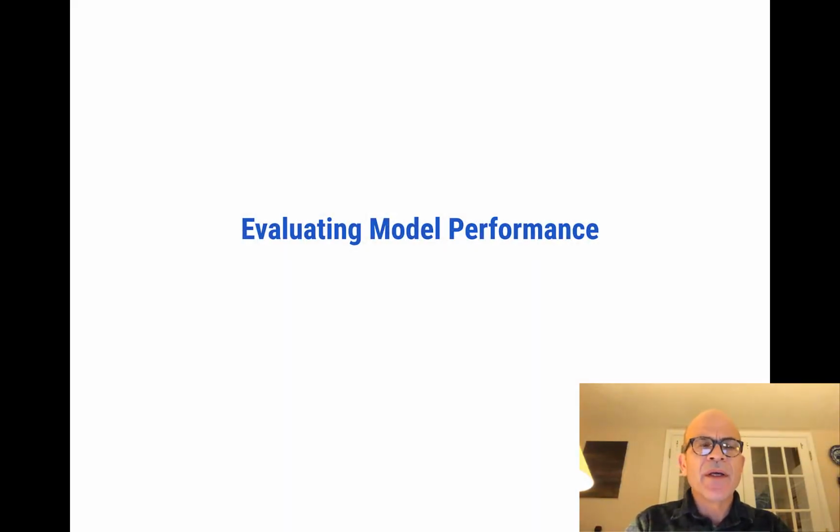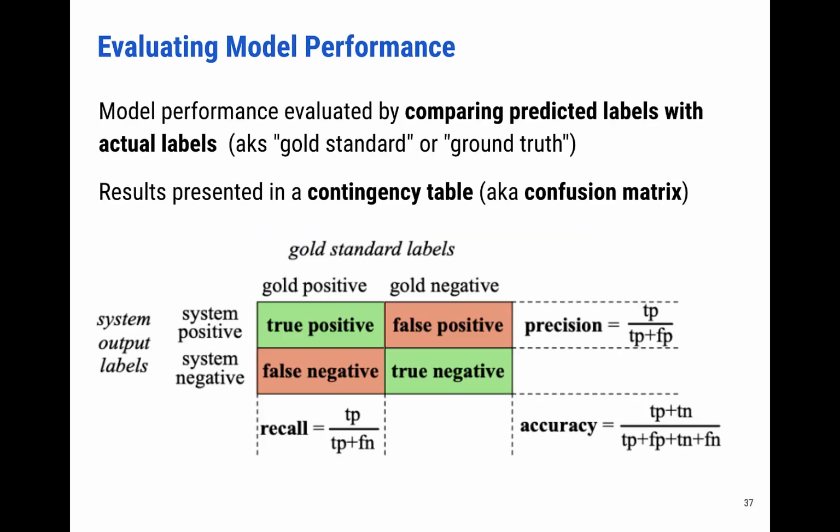In this video, we're going to look at how to evaluate model performance for a classifier like naive Bayes. Here's a screenshot taken from Jurafsky and Martin's text. Basically, the key to all of performance evaluation with classifiers of this kind is something called a contingency table, sometimes called a confusion matrix. It's just a concise way of comparing predicted labels with actual labels. The actual labels are sometimes called the gold standard or ground truth.